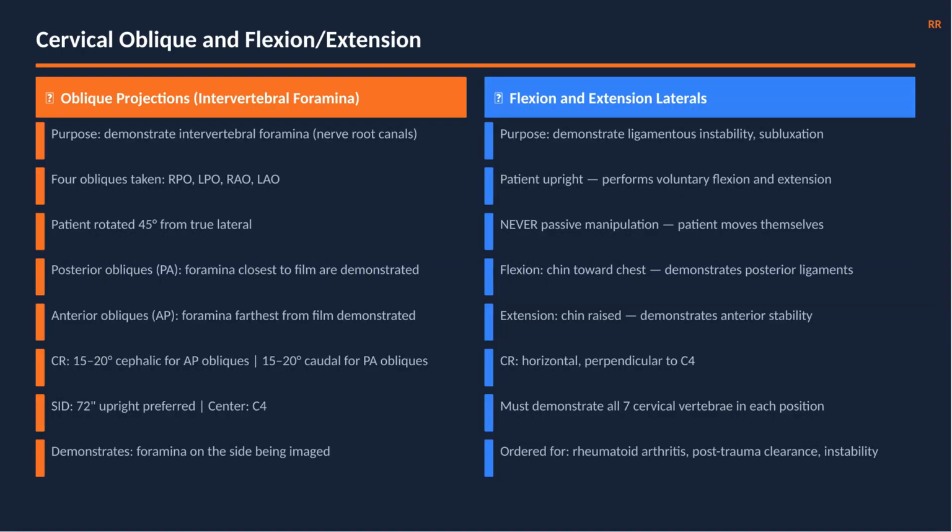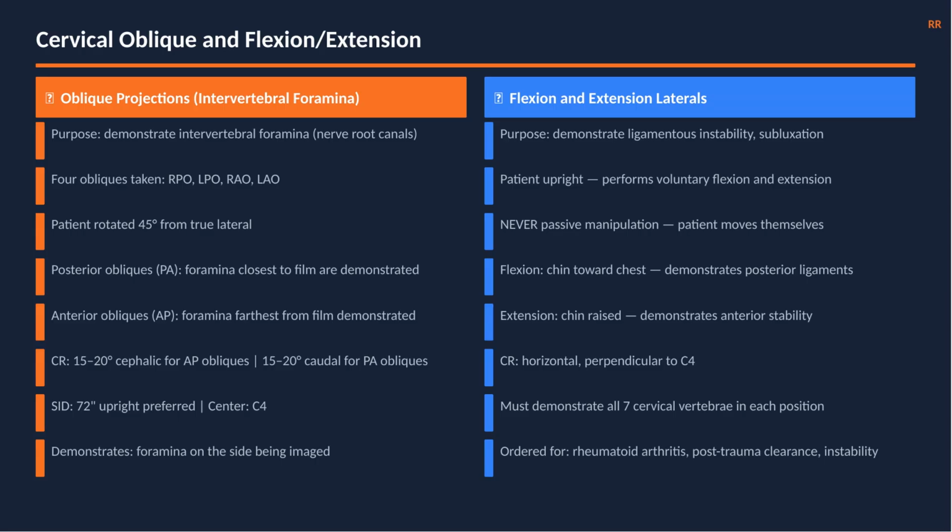2 more cervical projections, both with specific diagnostic targets. Oblique projections. Purpose, demonstrate the intervertebral foramina, the nerve root canals on each side of the spine. The patient is rotated 45 degrees from true lateral.